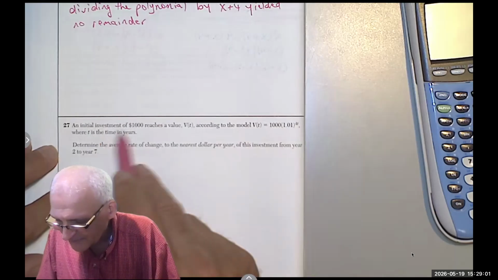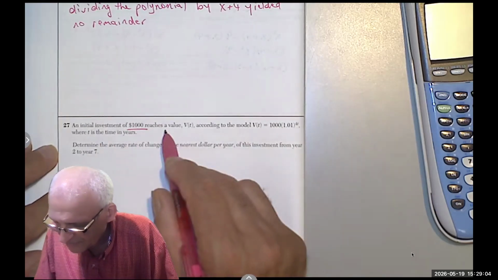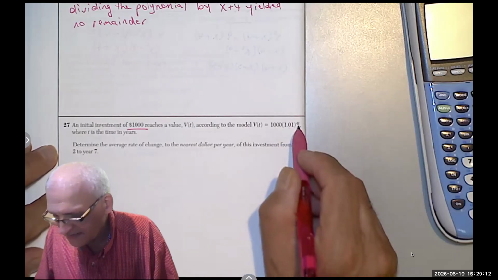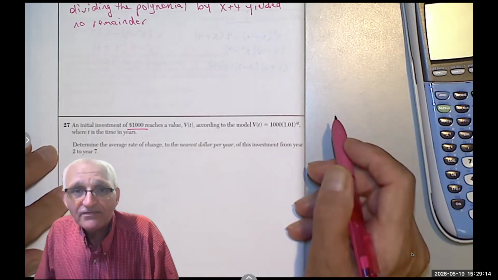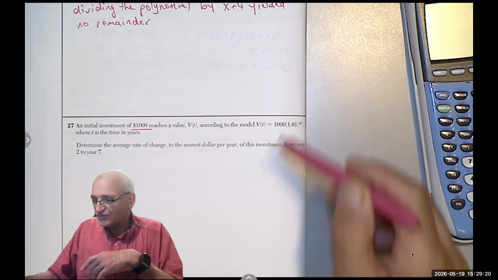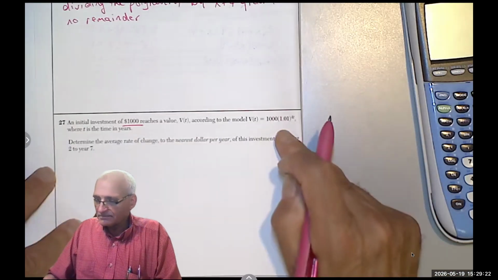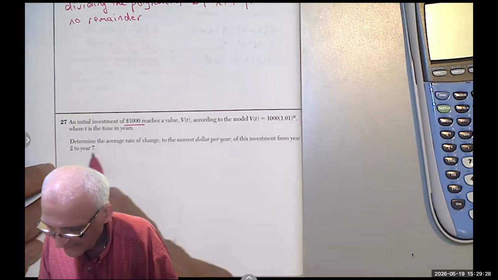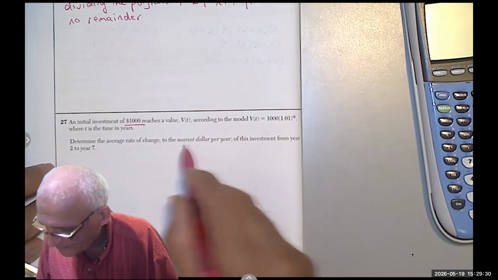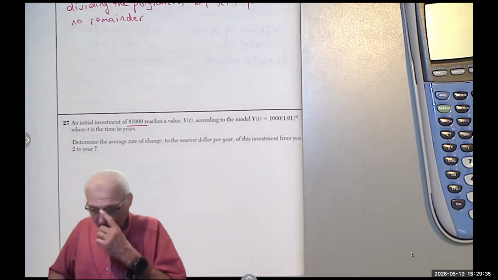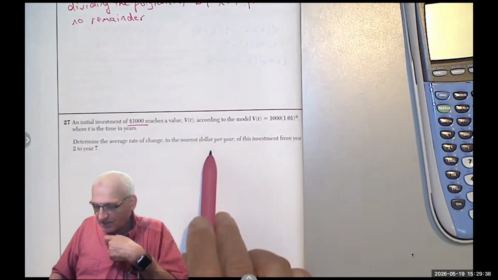Okay, an initial investment of $1,000 reaches a value V of t in the future. According to the model, V of t is that, meaning in t years. So basically, if the interest rate is 1%, you deposit $1,000 in a bank that pays 1% a year for 4 years. Determine the average rate of change to the nearest dollar per year of this investment from year 2 to year 7. Nearest dollar per year.